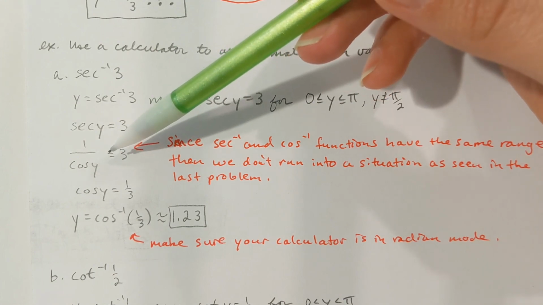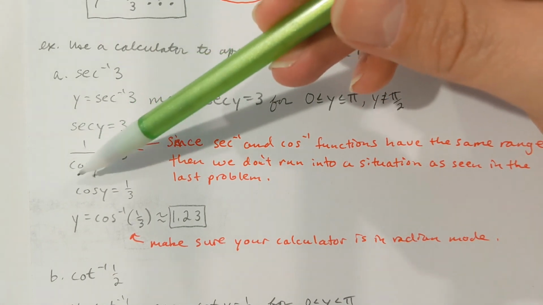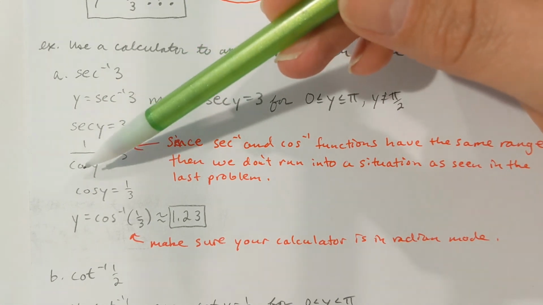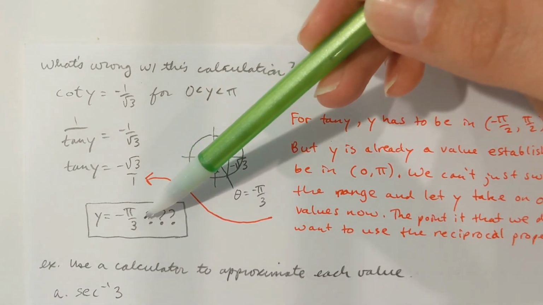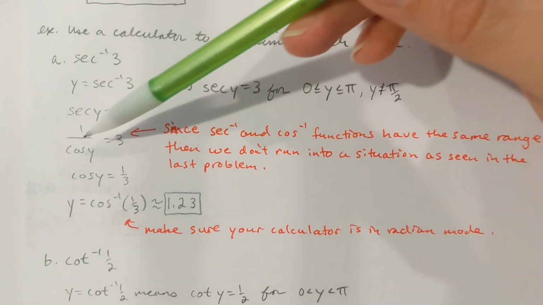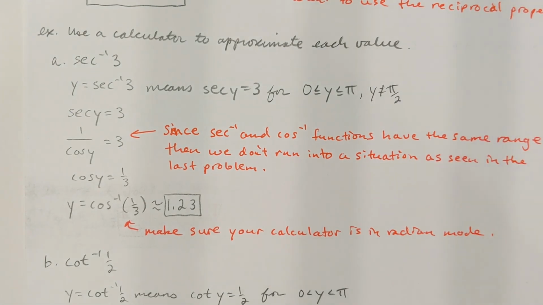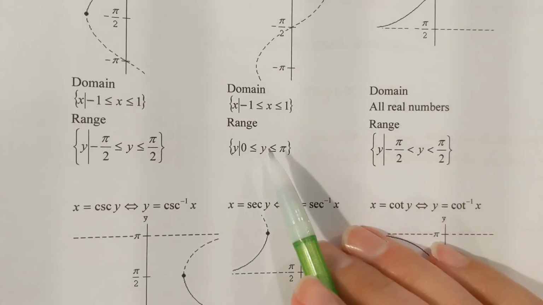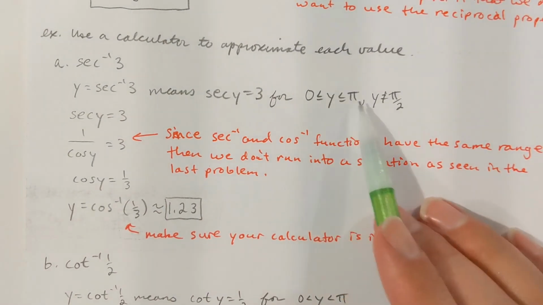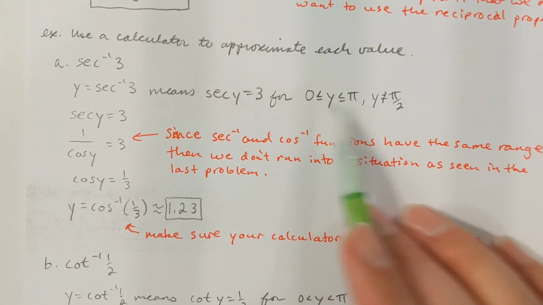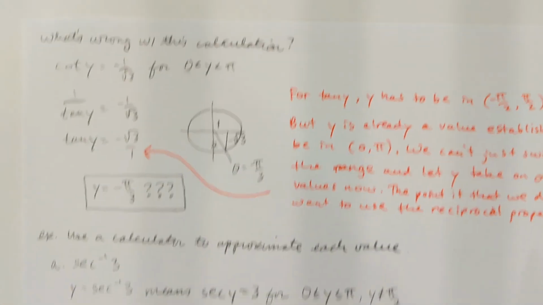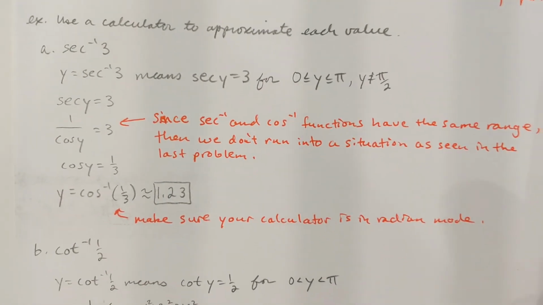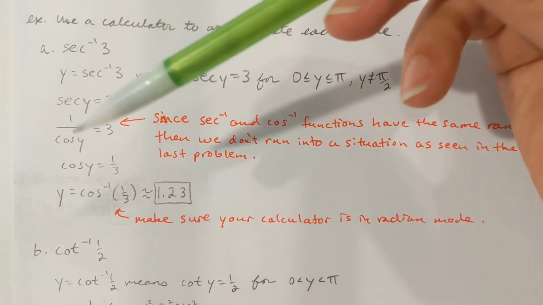Now, there is no harm with using the reciprocal identity in this problem. There was an issue earlier in the last one because it led to a wrong answer, but that's not going to be a problem here because the range of the cosine inverse function has the same conditions on y, right? I'm not changing the condition that y is between 0 and pi, and that was the problem in the last one that we did. We were changing the conditions on y.